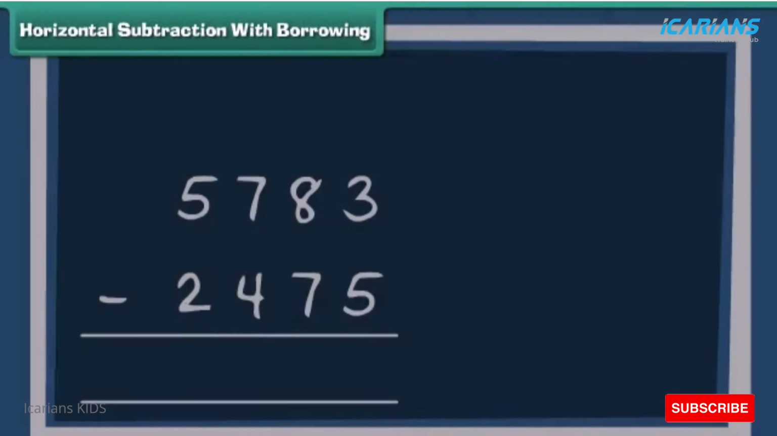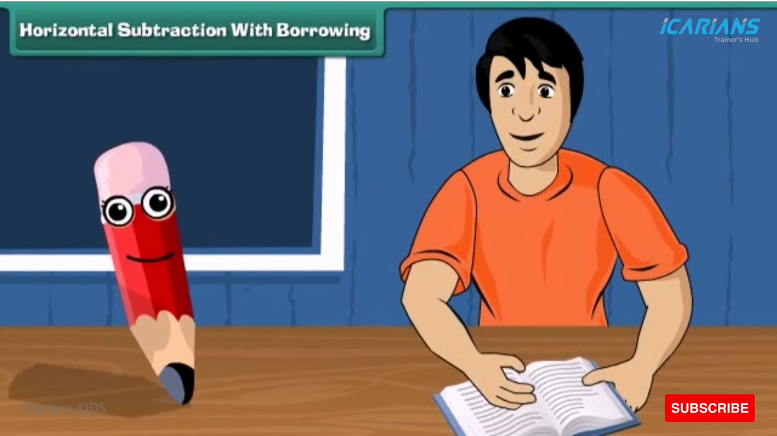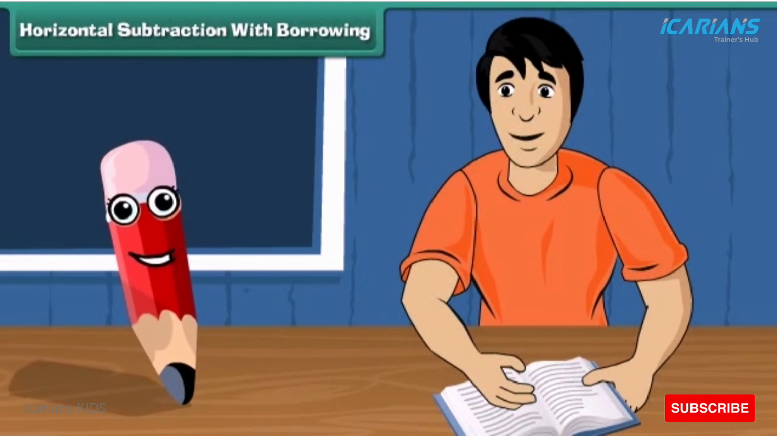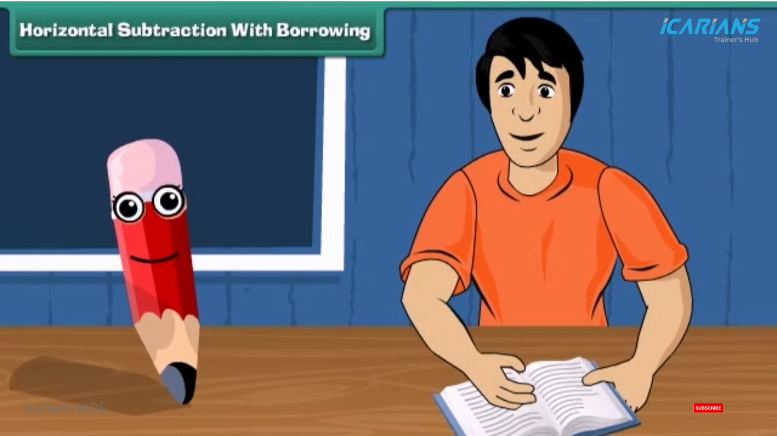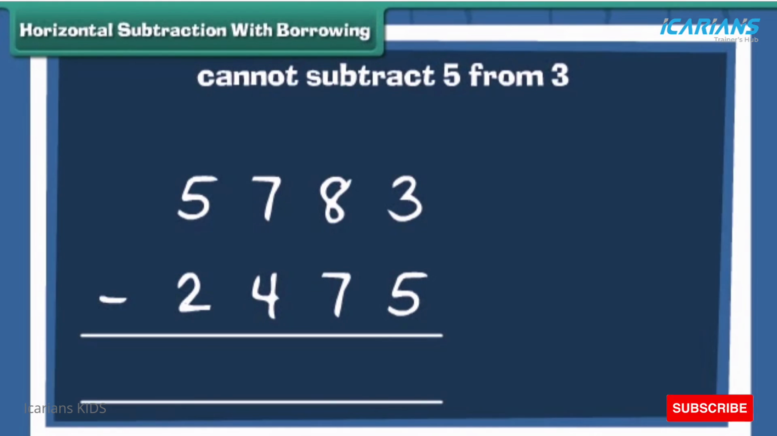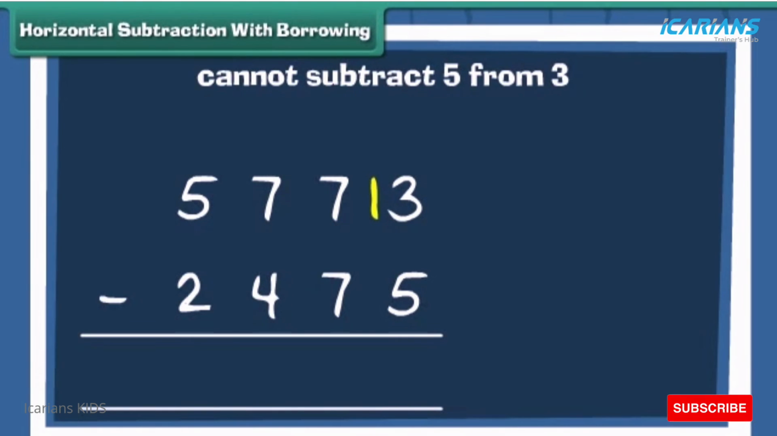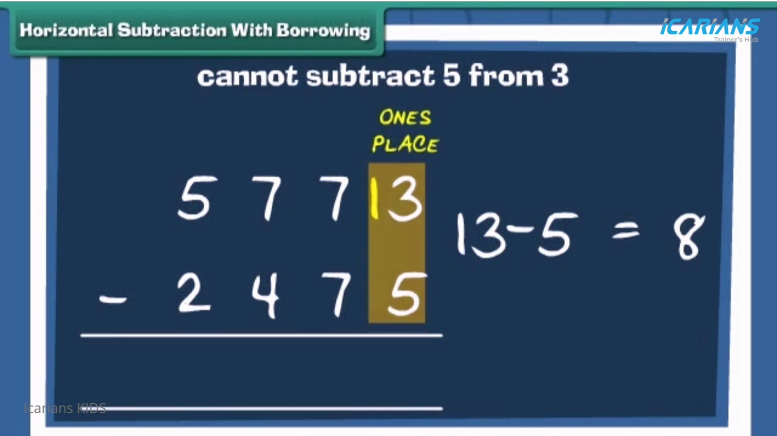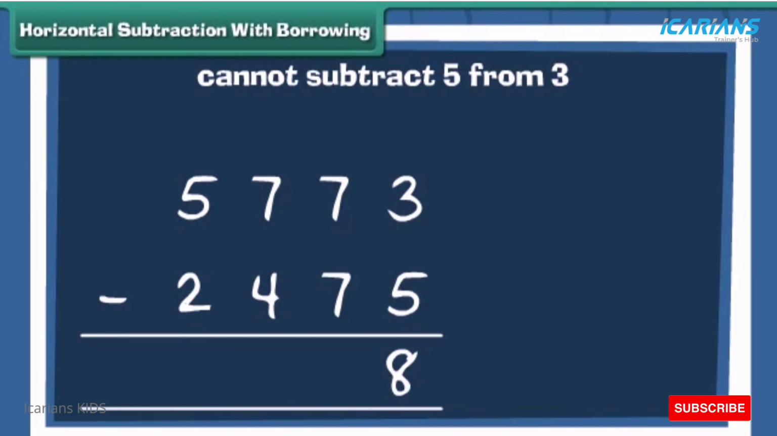Mac, how will we solve this question? It's simple. We start subtraction of numbers at tens place. Note that you cannot subtract 5 from 3, so you will borrow 10 from 8 to make 13, and 13 minus 5 is equal to 8.